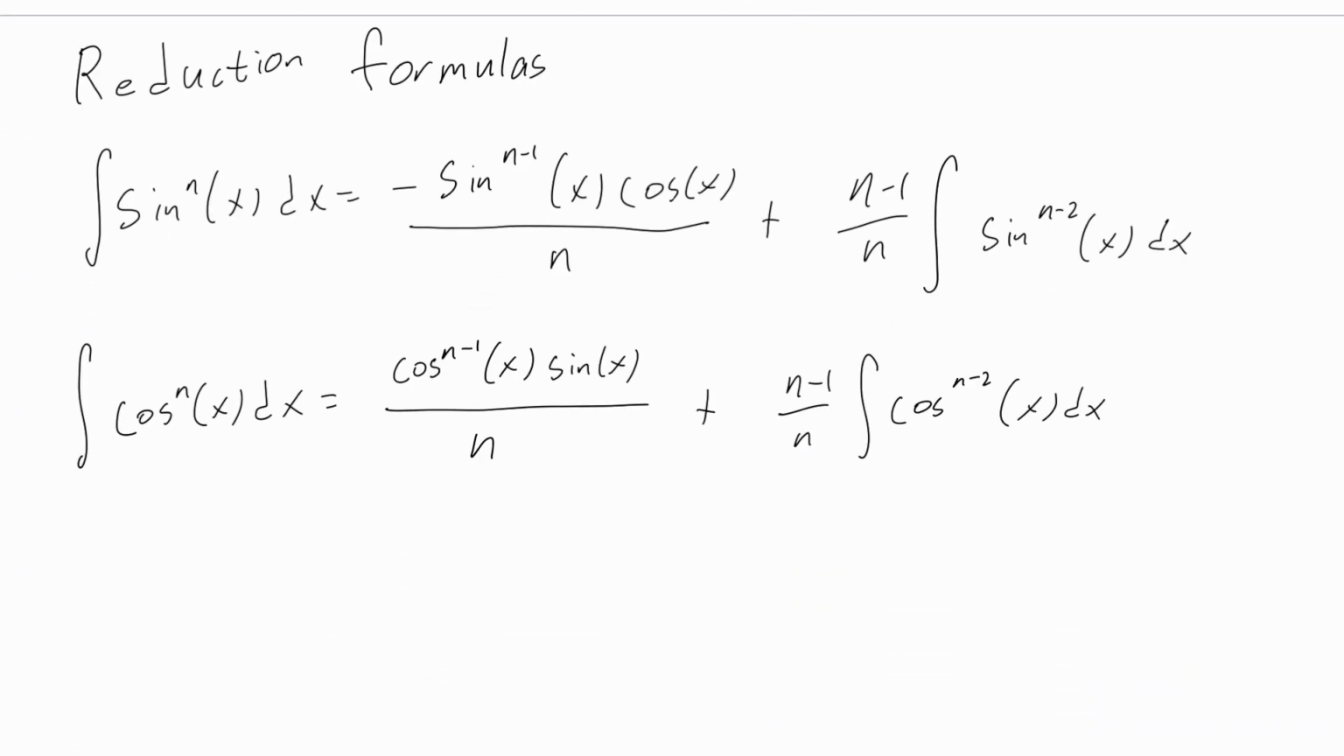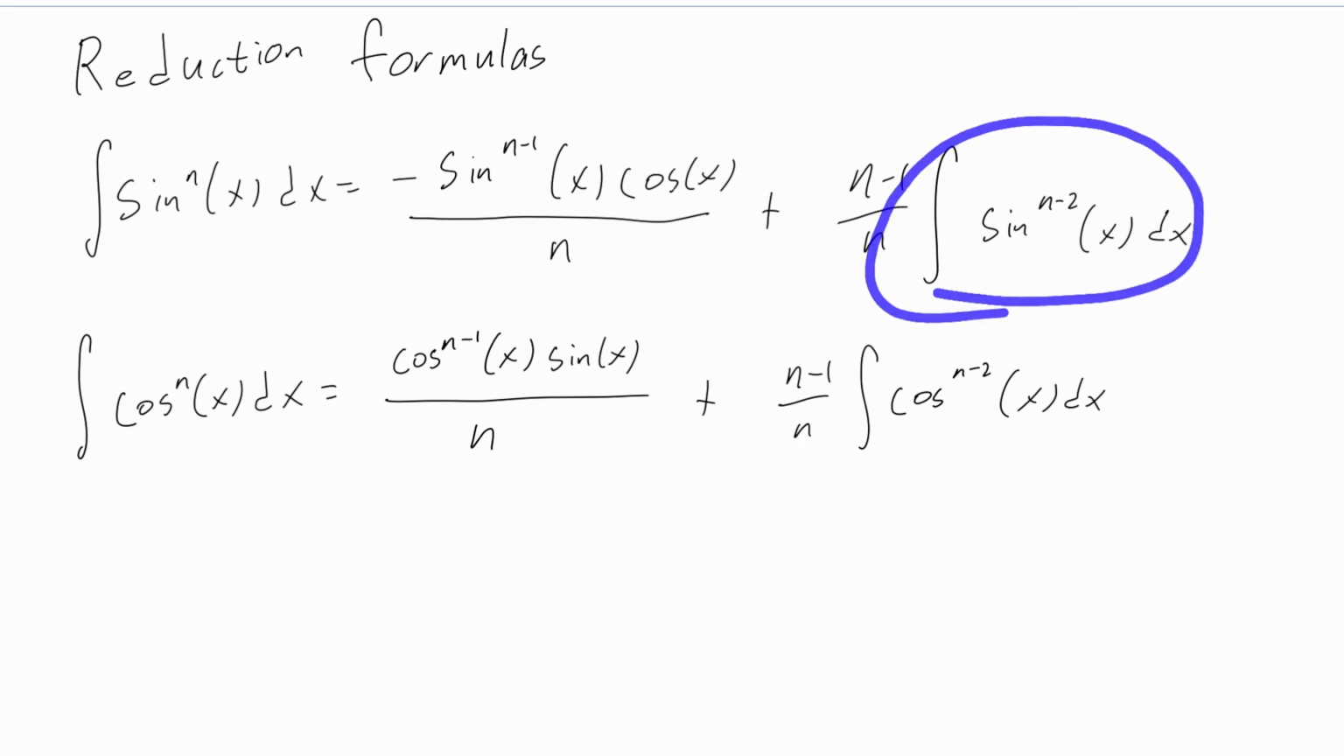In fact, this brings me to a nice formula for reduction. If we have an integral of sine to the n power or cosine to the n power, we can reduce them. So the integral of sine to the n of x is the same as negative sine to the n minus 1 of x times cosine of x over n, plus a different integral with a smaller power in the sine. So n minus 1 over n times the integral of sine to the n minus 2. And if we don't know how to attack this right away, we can apply the reduction formula again.